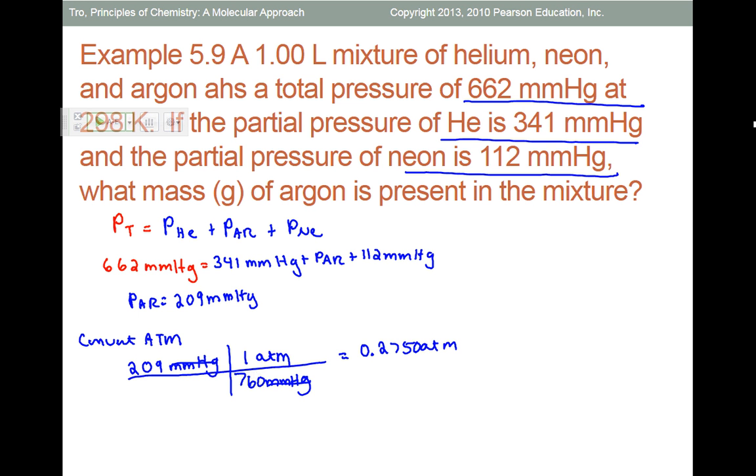So once we have our partial pressure of argon in ATM, now we can figure out our moles. Because again, we know PV equals nRT. So we know our moles of argon is equal to our pressure of argon times volume over RT. All I did was rearrange that equation. This is not a new equation. This is the same equation that we've been using. The only difference is now we're breaking it up with our partial pressures. So we can figure out our moles of argon very easily by using our partial pressure.